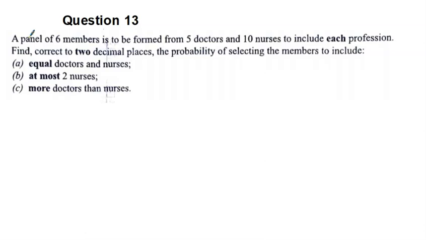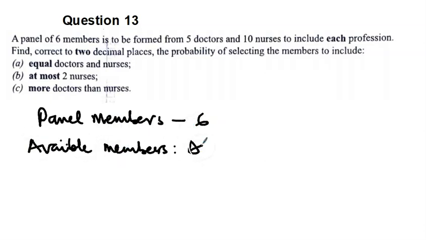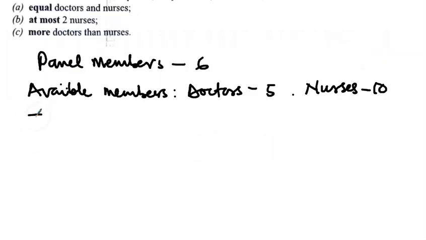One thing about probability and combination is, if you want to solve a question on combination, first get the idea of the committee or the panel that you are going to form. So from the question, the number of panel members is 6, the available doctors are 5, and nurses 10. So total members, 5 plus 10 is 15. The first one, equal doctors and nurses. The panel members must be 6.